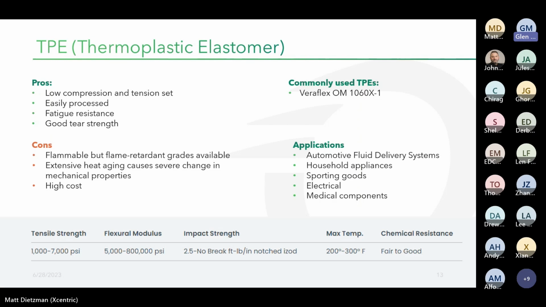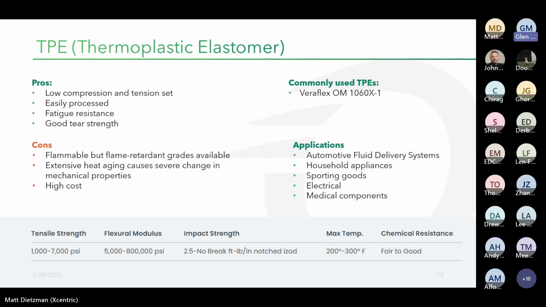Cons would be flammability. Again, same with the one before. There are some flame retardant grades available depending on your application, and at that point, we'd suggest you get, obviously with any of this, you get in contact with a vendor technician and walk through what you need, and we can get you to the place that you need with these certain characteristics.